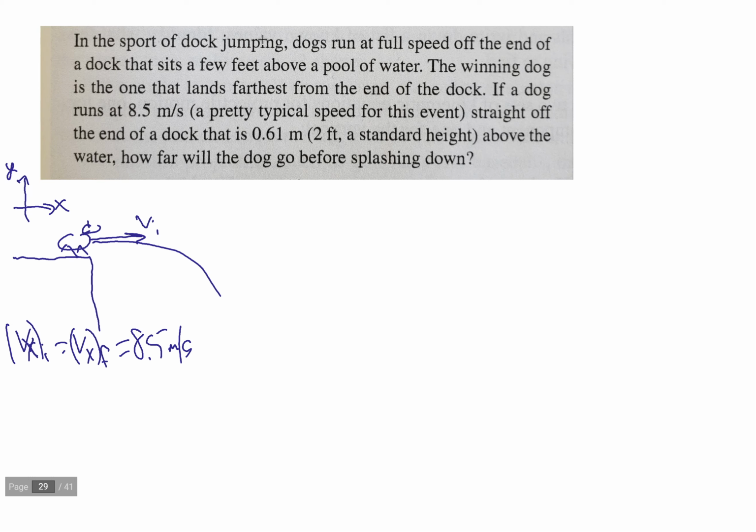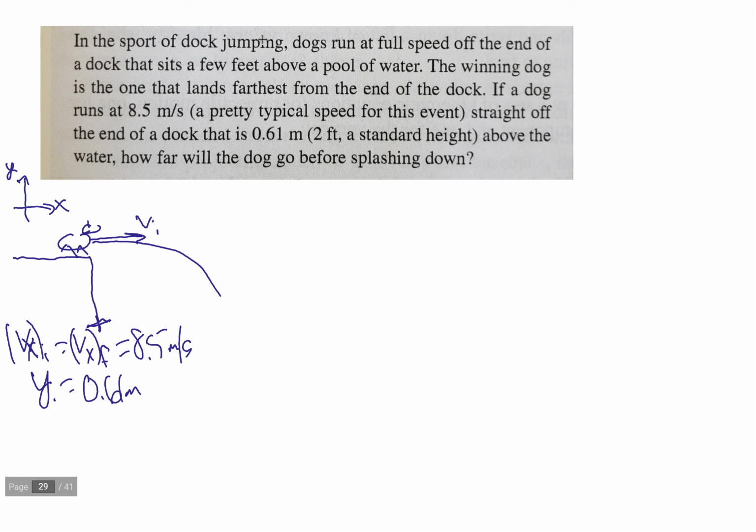Okay, now we have the dock is 0.61 meters up. Okay, and we're going to use the 0.61 meters, not the 2 feet. Okay, they're just helping us out visualizing what 0.61 meters is. So what are we going to call that? Well, that's in the y direction. So we're going to call that y initial is 0.61 meters. Now, the dog, if we call the origin here, okay, there's the origin, then the dog is up at 0.61 meters, and that's why it's y sub i.